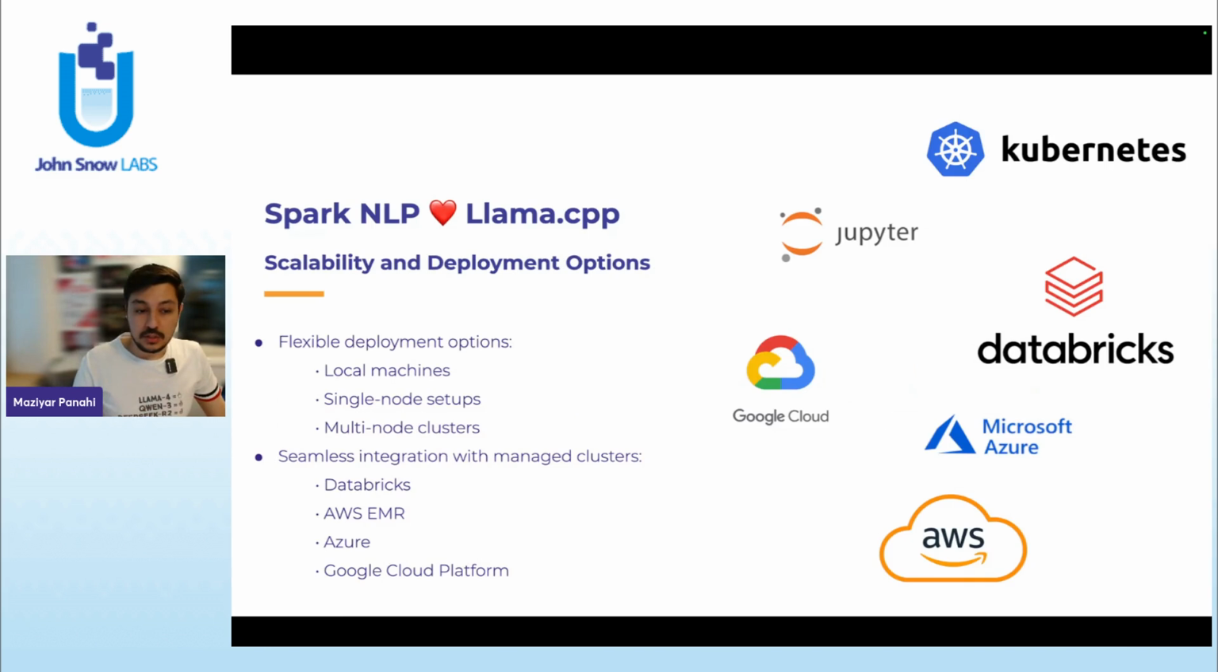Now, that was just local. Scalability and deployment options: since we're supporting all kinds of hardware natively, you could be on a local machine, single node setup, multi-node setup. You can do that in Databricks, Amazon, obviously AWS EMR, Glue, Azure, GCP, you name it. Whenever you have Apache Spark support, whether it's Kubernetes or anything else, you have native support of Spark NLP, and since Llama CPP is natively integrated into Spark NLP, you have that native support within the library.